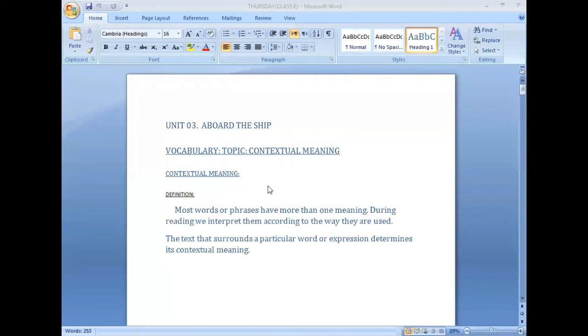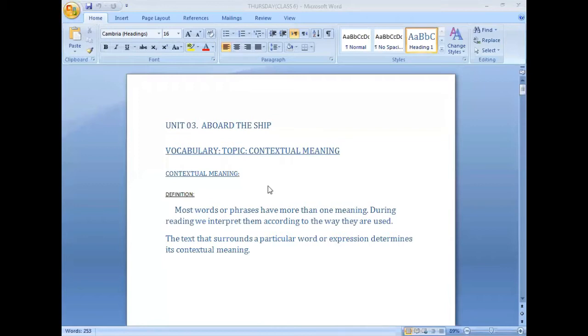Today we have our grammar topic and our vocabulary topic to teach. In your vocabulary topic, the topic is contextual meanings. Yesterday when we went through the unit, when I read the text to you and explained it to you, there were different phrases or expressions written in the text, and we got the meaning by reading the text around it. We actually understood the meaning of those phrases by reading the text around it.